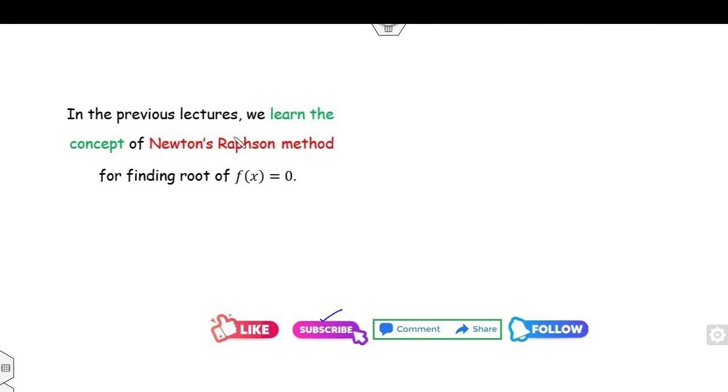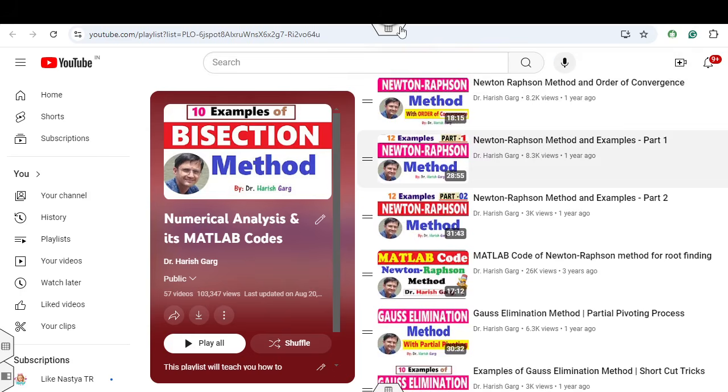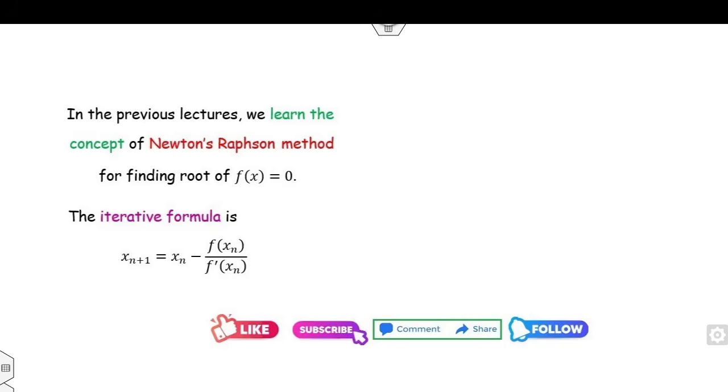So what we discussed in our last lecture, we defined the Newton Raphson method for finding the root of an equation, and the iterative formula is defined like this. You can easily find that lecture in my playlist: Newton Raphson method examples, part 1 and part 2.